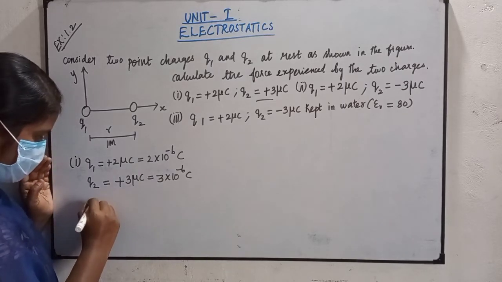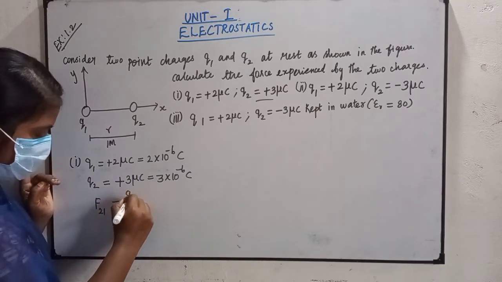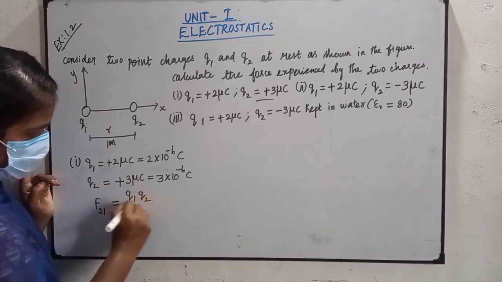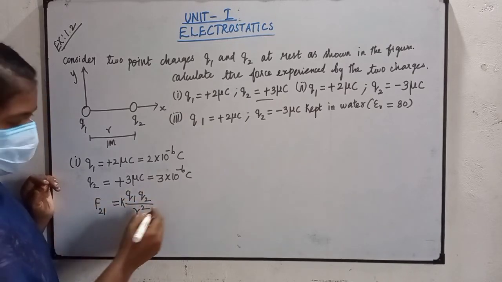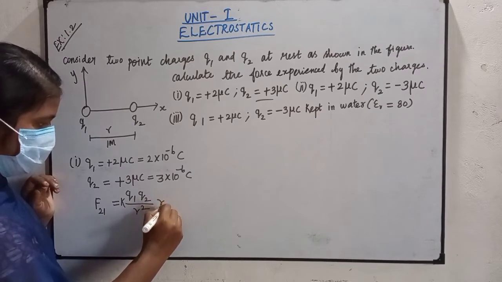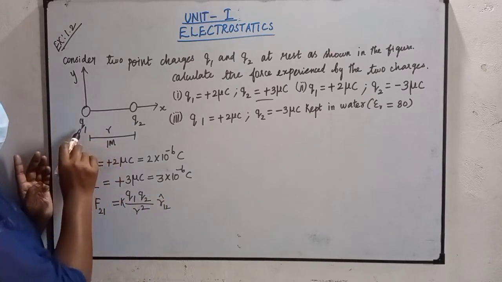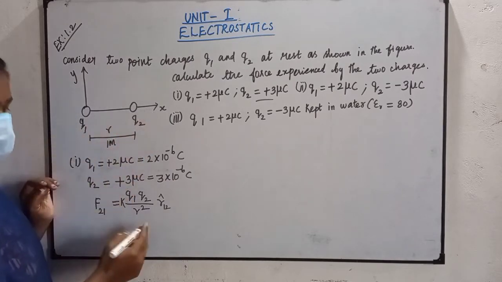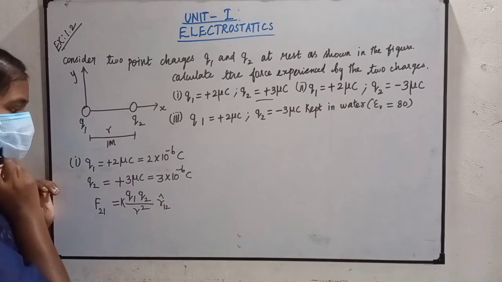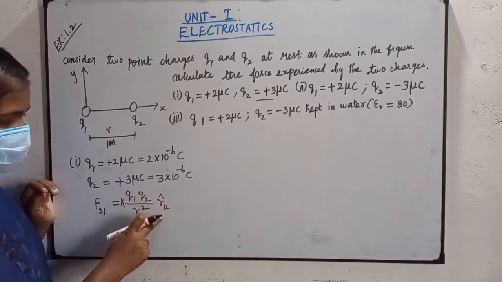Now we know the formula. F21 is equal to K into Q1 Q2 by R squared into R12 unit vector. The direction of Q1 and Q2 is placed on the x-axis. So this unit vector is denoted as the coordinate component of the direction.